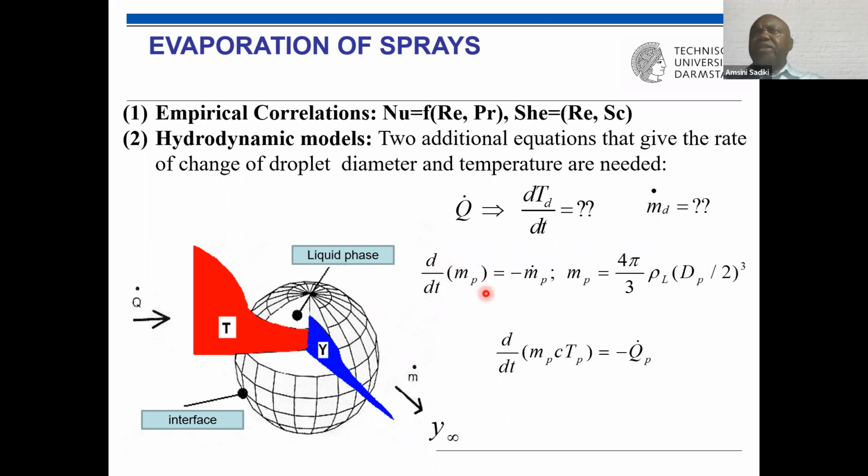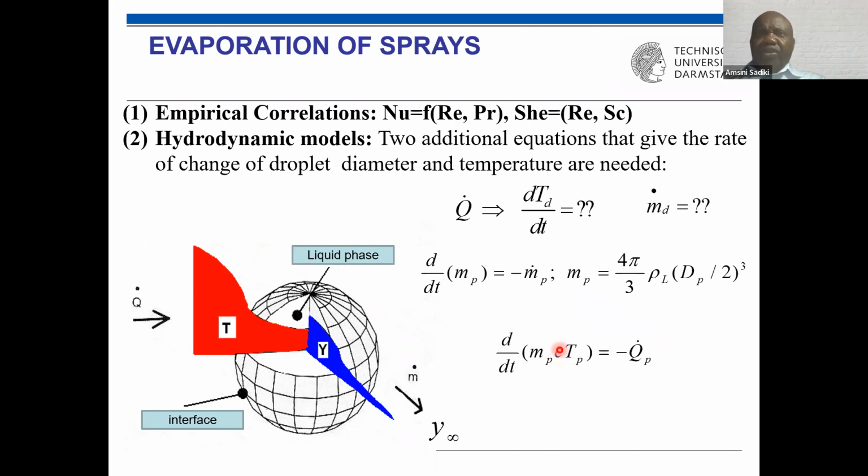The variation of this mass is the evaporation rate. And if we consider spherical droplets, then we have this mass. And what is this? It is the mass of the particle multiplied by the heat capacity coefficient multiplied by the temperature of the particle, and we have the time derivative. It is exactly what we do, an equivalent expression to this one.